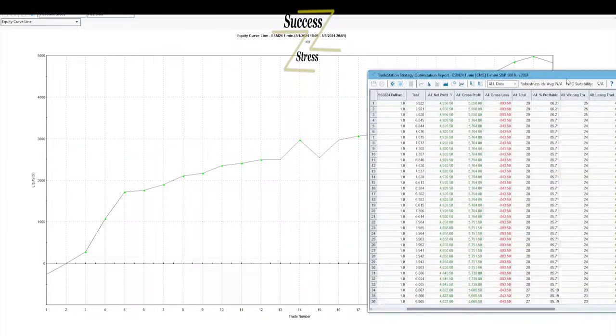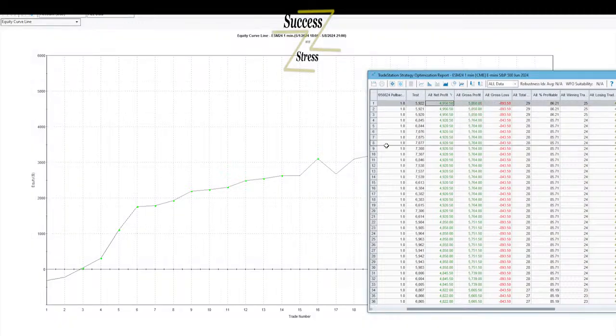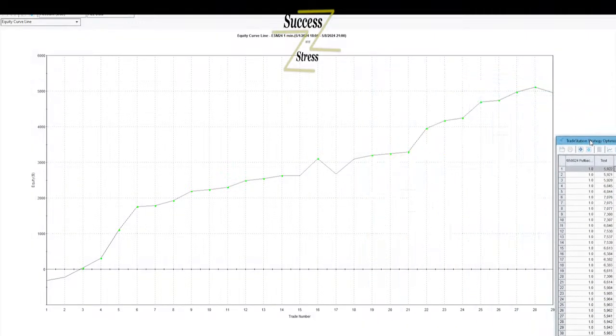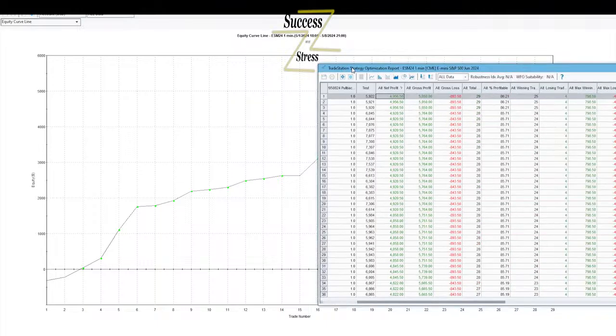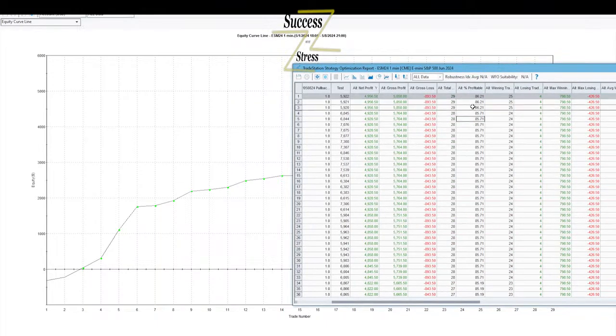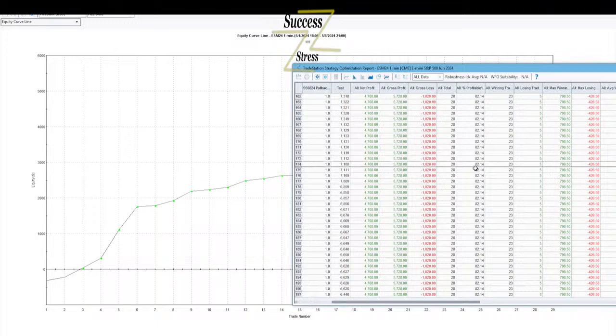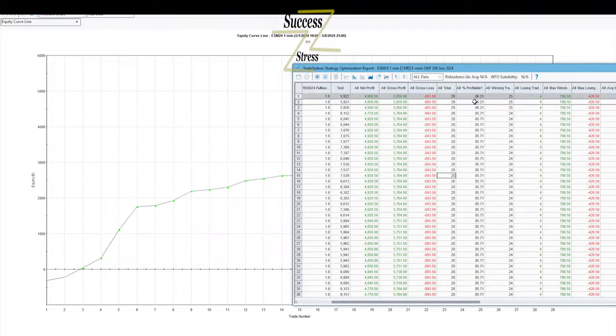All right, so here I'm just going to first adjust it for total net profit. Total net profit adjusted there. The curve looks like that, which is pretty good. If I adjust it for percent profitable, 86%. Even if I don't do 86%, I'm going down the list here. The top 200 optimization tests, they're all in the 80s. I mean, this is great.